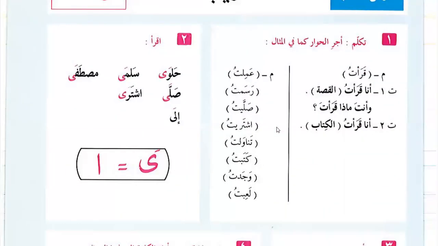Takallam, speak. Ajri al-hiwar kama fil mithal. Come start the dialogue like in the example. So Mudarris gave the word qara'tu, I read. So he made the sentence, I read the lesson. Anta matha qara'ta, and you, what did you read? Ana qara'tu al-kitab, I read the book. So verbs are written here. You will add something from yourself.